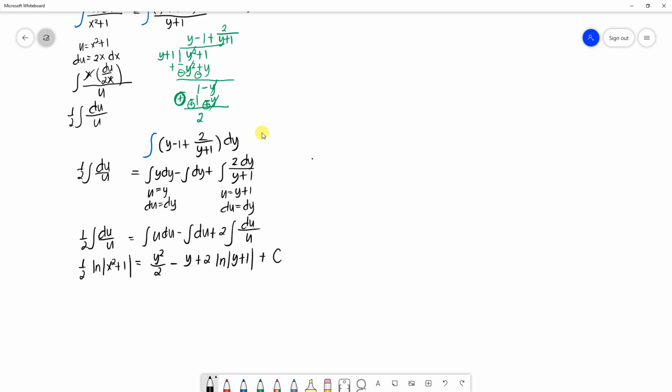Okay, so para malinis tingnan, we have to remove all the denominators, which are 2, no? So we have to multiply everything by 2. So we have ln, kukunin ko na lang yung positive ng absolute value, ha? Y squared minus 2y plus 4 ln of y plus 1, plus 2c. Yung plus 2c can be written also as c.